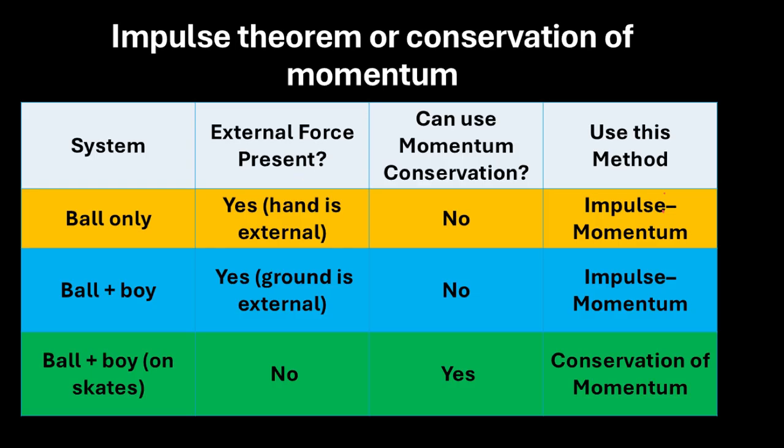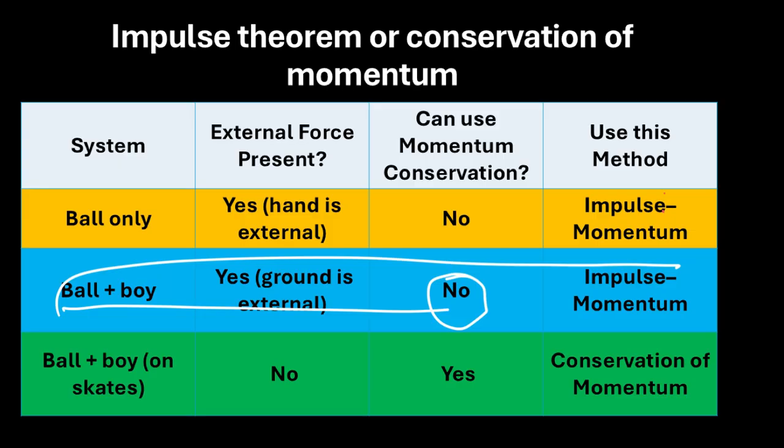External forces are present on the ball only. When we consider the system as the ball only, yes, the force is external and therefore momentum conservation cannot be used, which means we use the impulse momentum theorem. Now, when we consider the ball and the boy, the ground is external and therefore you still cannot use conservation of momentum. I think this is where most of us go wrong, this second part here. And we are still left with the impulse momentum theorem.